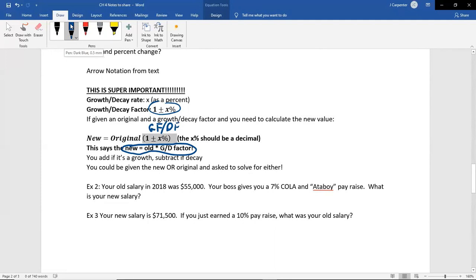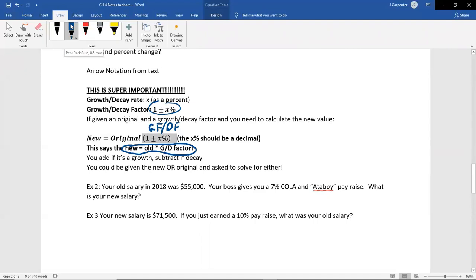How do you know whether it's plus or minus? Add if growth, subtract if decay. I think I said that wrong. Add if growth, subtract if decay. No, I did say it right. And then I also pointed out that you don't have to be given the old and the growth rate to find the growth factor and then multiply them to get the new.